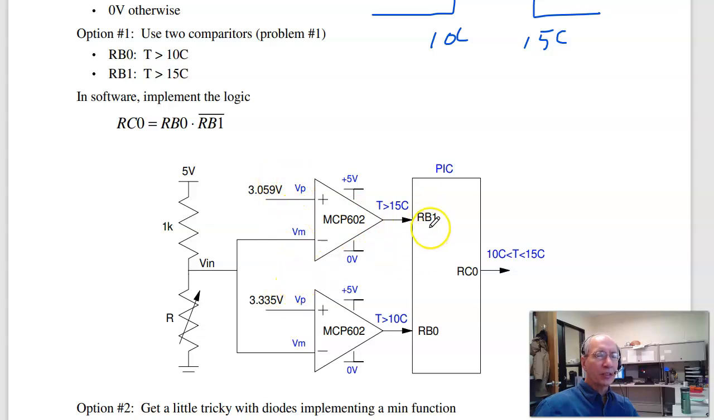Feed that to a microprocessor. Then in software, I want to do A bar B. It's not bigger than 15, but it is bigger than 10.